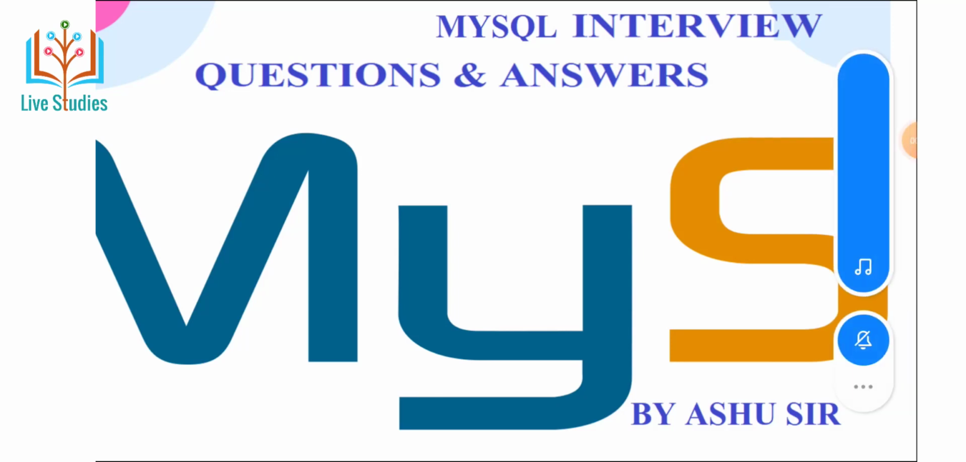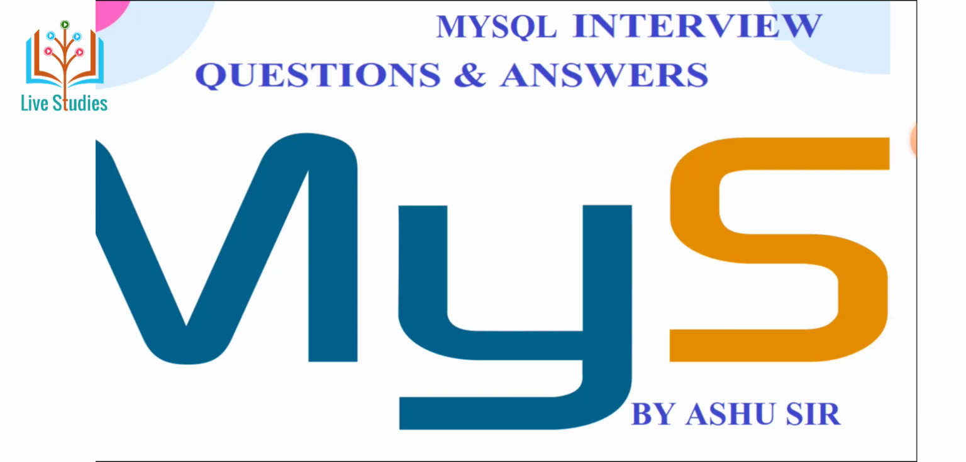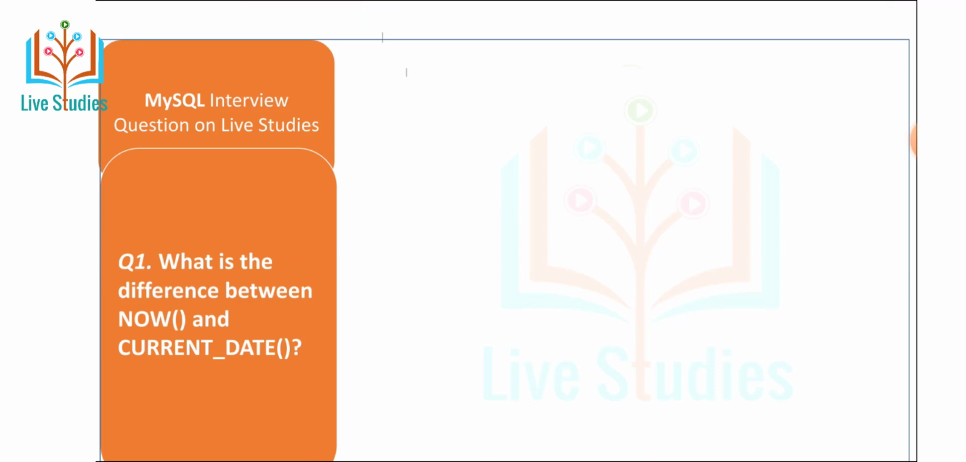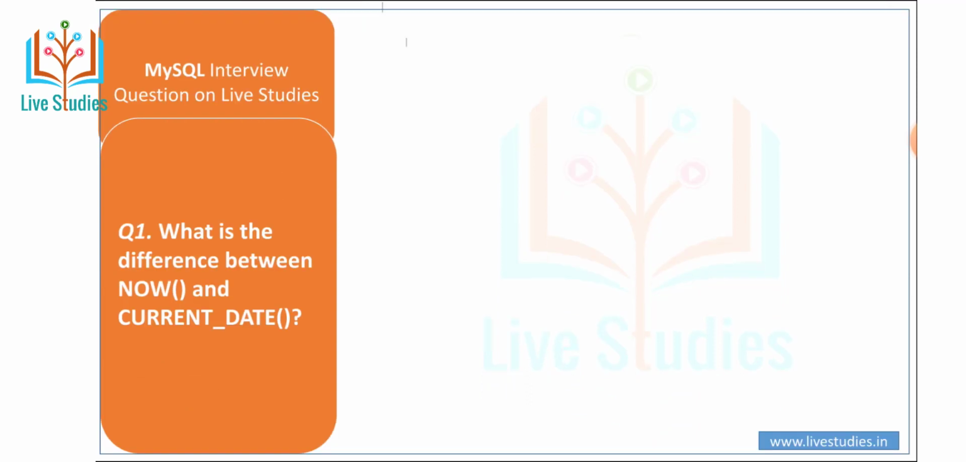Today I am going to discuss MySQL interview questions and answers. So let's start. My first question is, what is the difference between the NOW method and the CURRENT_DATE method? Generally, the NOW method and the CURRENT_DATE method are both built-in MySQL methods. The NOW method is used to show the current date and time of the server, and the CURRENT_DATE method is used to show only the date of the server.